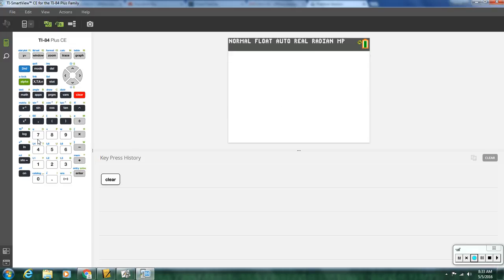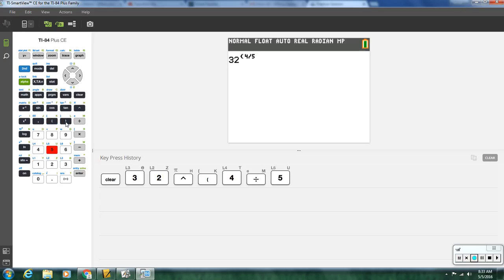Let me clear this out. So you're doing 32 raised, and because it's a fraction, you've got to put it in parentheses. So raised to the 4 divided by 5, and then close your parentheses. Now, if there was something else that we needed to put in there, in order to get out of this exponent position, you've got to use your right arrow to go back down. And there's not, in this case, but if there was, you would use that arrow.